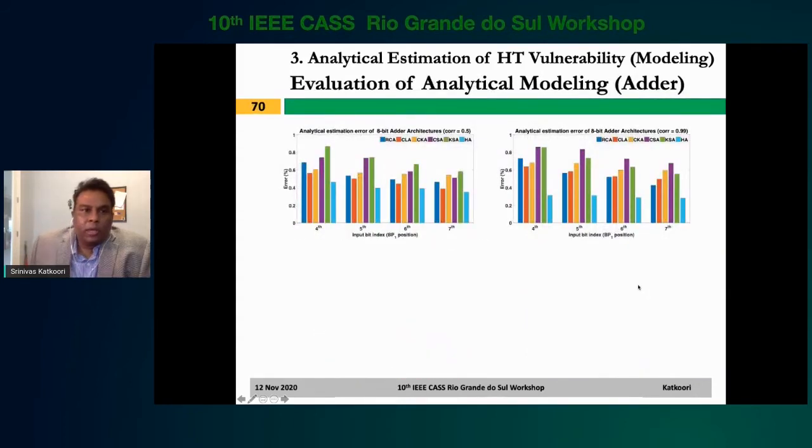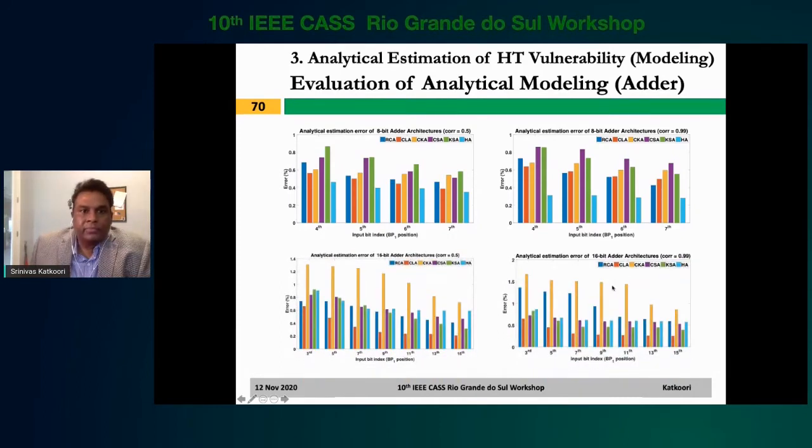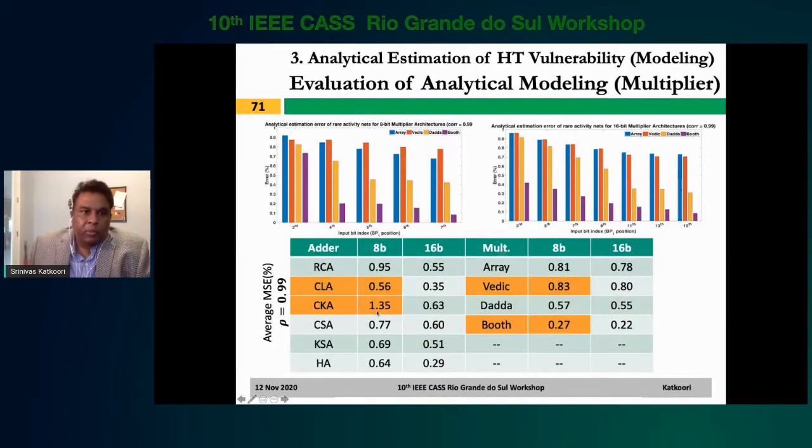Okay, so this shows the error percentage in terms of estimation for different adders and multipliers. What we see is that the errors are fairly low. For the 8-bit adder, it's less than 1%, which means it's as good as evaluating in simulation by generating your data streams and so on. Even for the multiplier, the same thing.